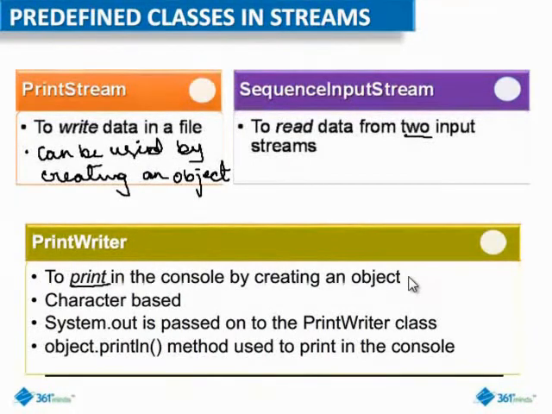The print writer is another class which is used to print in the console by creating an object. Once again, the println method can also be used by creating the object for print writer. It is character based, which means whatever you type is saved as it is. The system.out is passed on to the print writer class. So the print writer class uses the system.out method. So you create an object for print writer and use the println method as in the print stream.